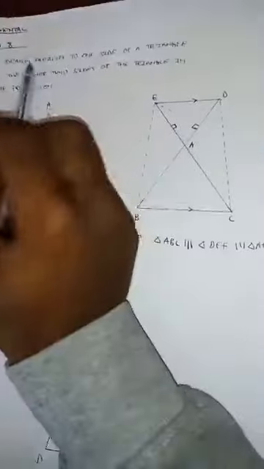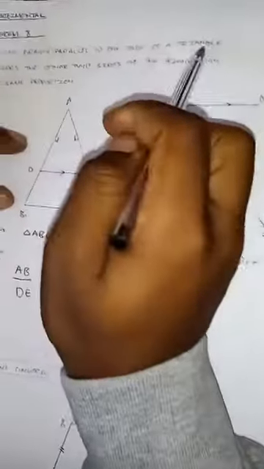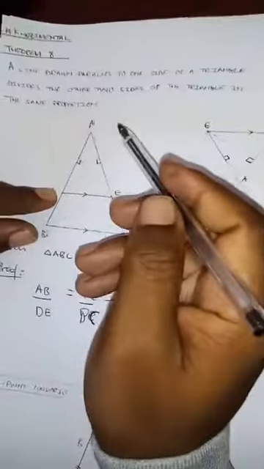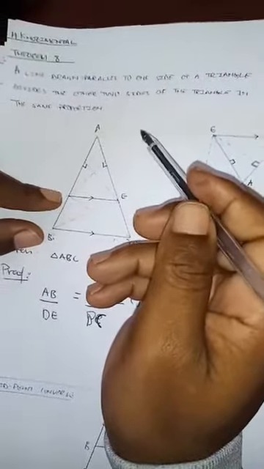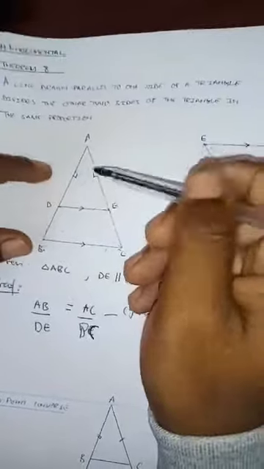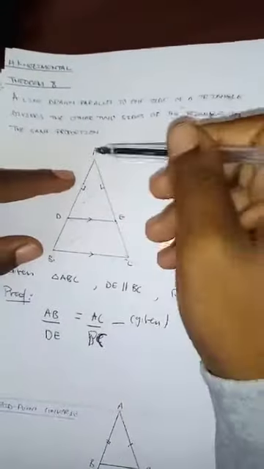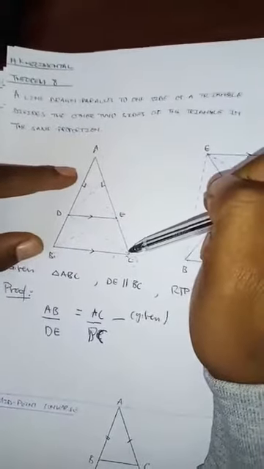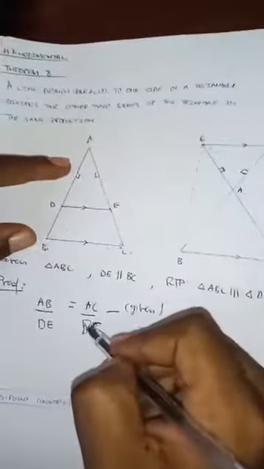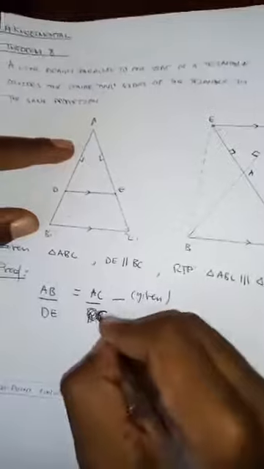So this is given because what are you given? You are given a line drawn parallel to one side of a triangle. Here's one from there to there. And you are told that it divides the other two sides of the triangle in the same proportion. Two sides, so you have AB and AC. So this is DE. Yeah, so this is true. So this is just given.